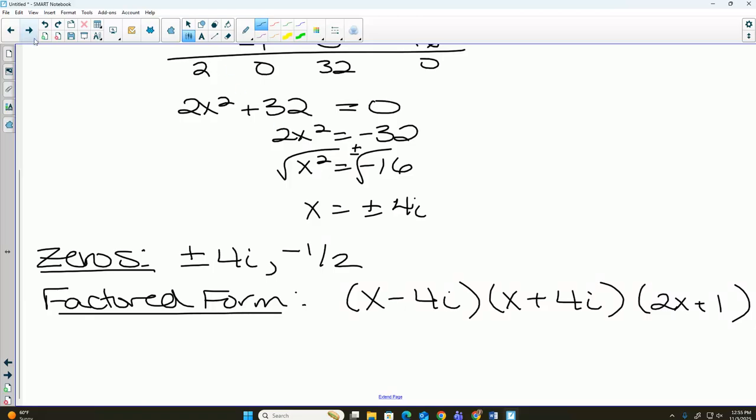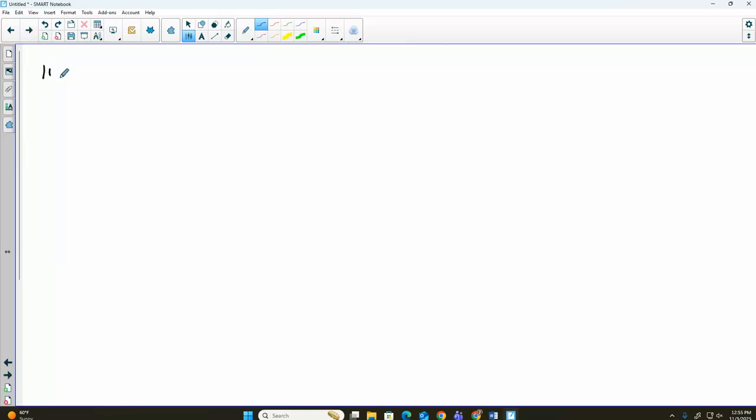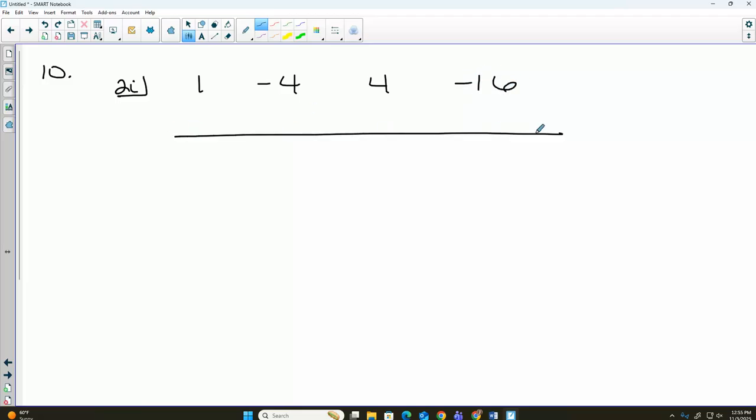So number 10 is different in that I gave you the first 0. And if you have the first 0, we always do synthetic division. Now, this can get ugly because you have i's. If you were really worried about the i's, if you really struggle with that, is there another way you could find the zeros on this polynomial?